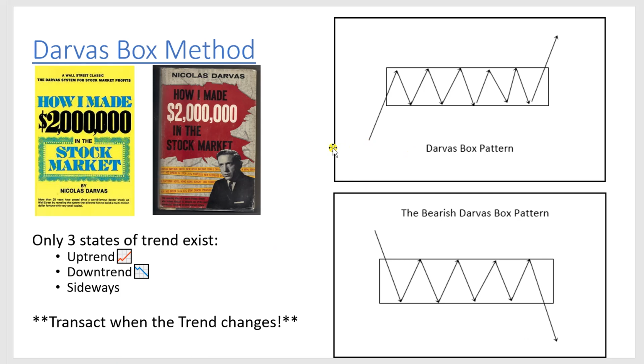Before we get into it, just a quick housekeeping. I'm an individual investor who's been doing this for 23 years. I created an investing and trading system based on the book by Darvas, How I Made $2 Million in the Stock Market. I believe only 3 states of trend exist: uptrend, downtrend, and sideways. An example of a bullish Darvas box pattern is over here in the upper right. An example of a bearish Darvas box pattern is here on the lower right. And the thrust of my strategy is I'm trying to transact when the trend changes. However, I do have other little tips and tricks I've learned over the years that I implement as well. But this is the core of my strategy.